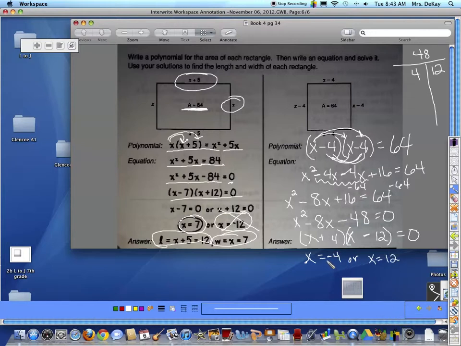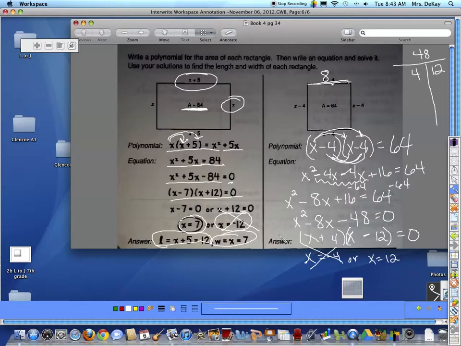And then you go back up and you go, okay, so if I put a negative 4 right here, what is negative 4 minus 4? Negative 8. Can the length of this be negative 8? Can the length of a square be negative? No, so I can't use that one at all. Let's try 12. Does 12 work? What is 12 take away 4? It's 8. That makes sense, doesn't it?